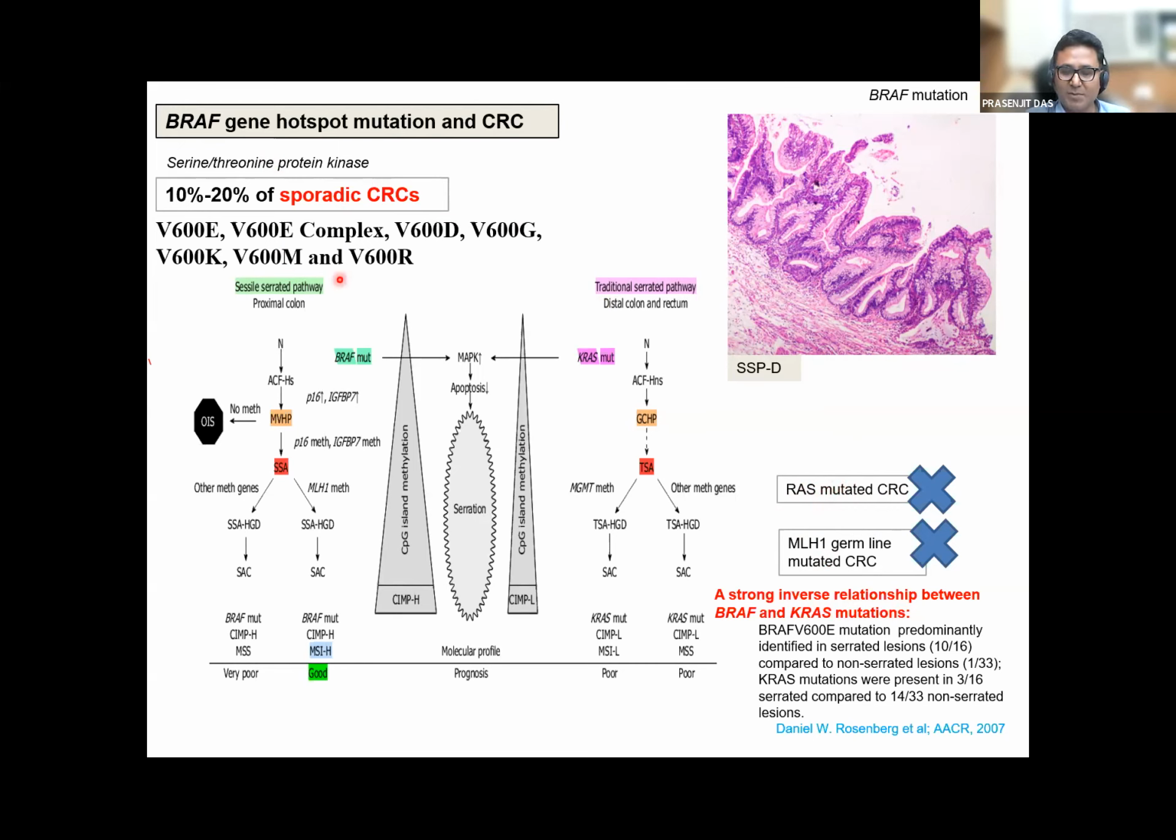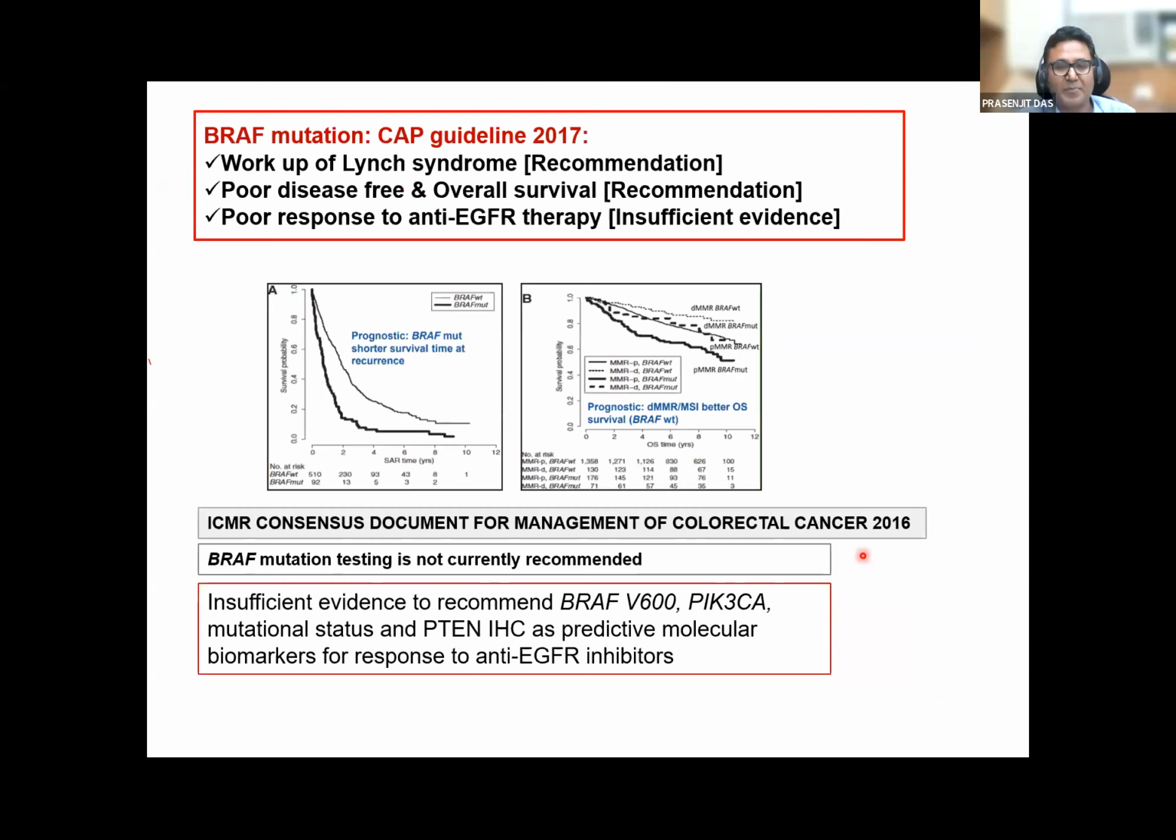And also BRAF gene mutation is not required if your patient has MLH1 germline mutation, and we use this phenomenon when we work up the patient for Lynch syndrome. I will explain that shortly. So what are the different indications of BRAF gene mutation? We use it as an intermediate step when we work up the patient for Lynch syndrome.